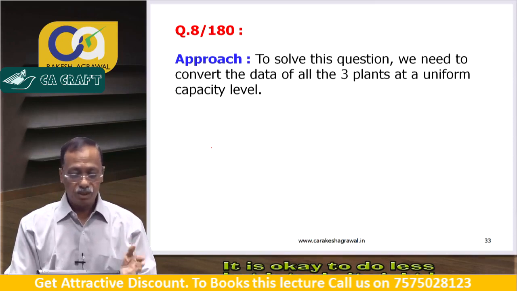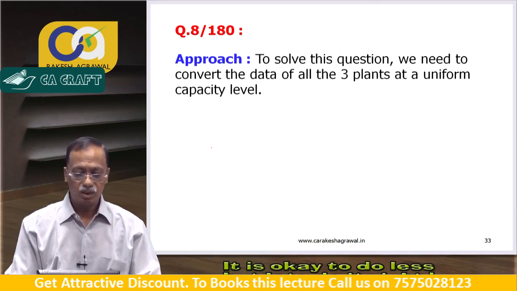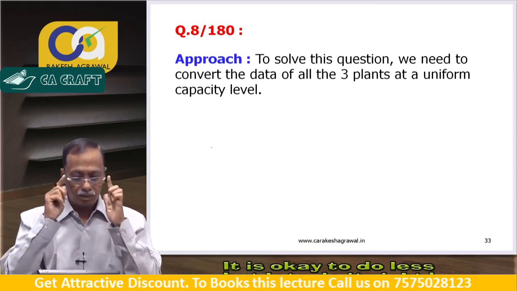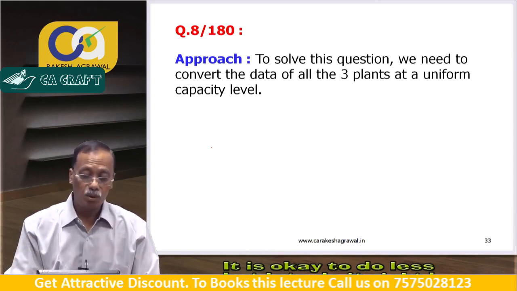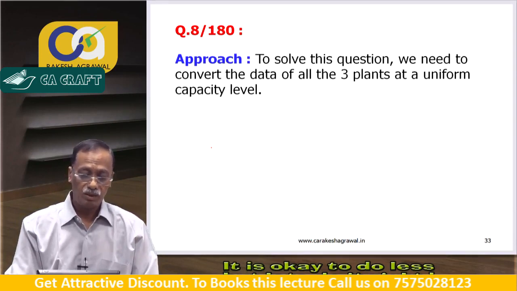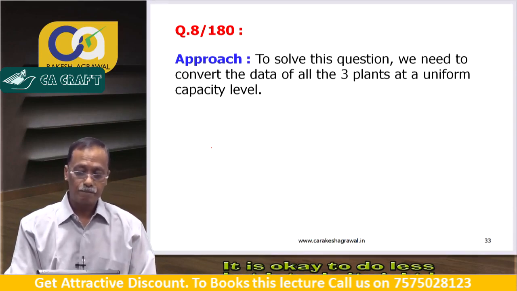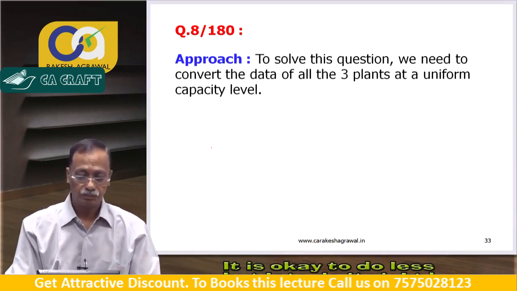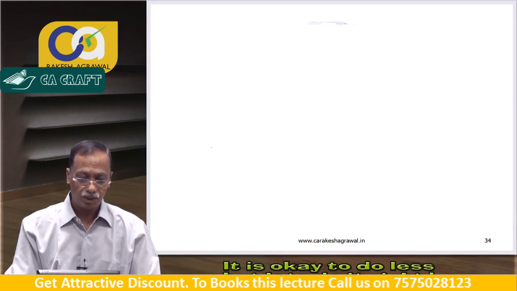We need to convert the data of all the three plants at a uniform capacity level. Written? Okay. Below write down number 1.